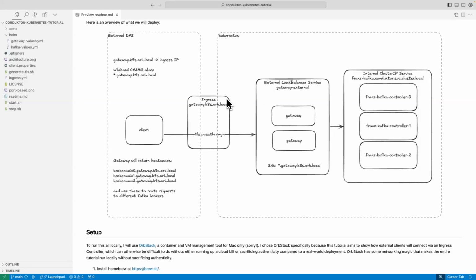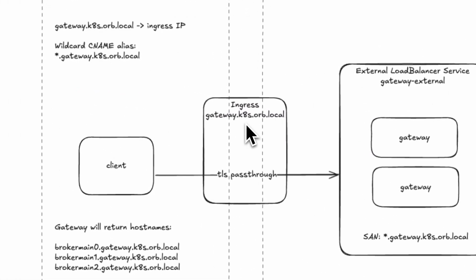To get a sense for how this works, let's consider a request coming from the client and follow that request through the stack. Let's suppose the client is trying to make a produce request. So first it needs to know which broker is the leader for the partition it wants to produce to. It's going to make an initial connection using its Bootstrap server. It's going to receive some metadata that tells it which broker it needs to connect to directly. So here, the Bootstrap server is gateway.k8s.orb.local. So the client will connect through the ingress to the gateway service, and it will receive a response that tells it which broker to connect to.